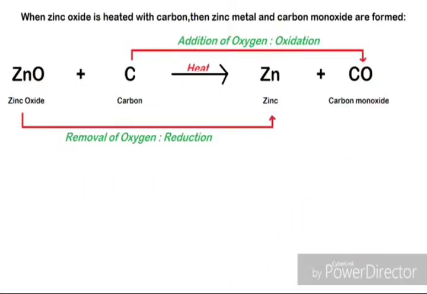When zinc oxide is heated with carbon, then zinc metal and carbon monoxide are formed. Look at this reaction. From zinc oxide, oxygen is removed and zinc is separated. So oxygen is removed, so that it is reduction. And carbon has taken the oxygen. So addition of oxygen is called oxidation. Oxidation can be either addition of oxygen or removal of hydrogen. You have seen the example for these two.